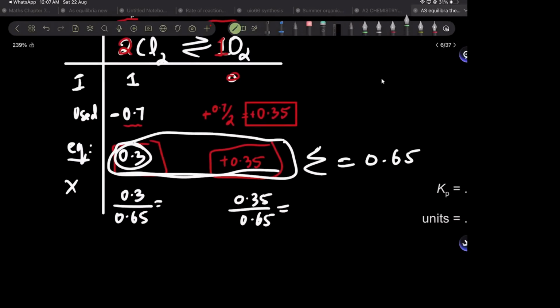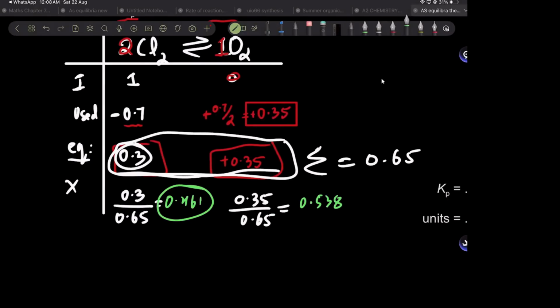So for Cl2, the mole fraction is 0.538. And what is the mole fraction for the other one? Oh, sorry. That one is 0.538, and the first one is 0.3 divided by 0.65, which is 0.461. So it's reversed. Okay, so you have 0.538, and for the other one, 0.461.